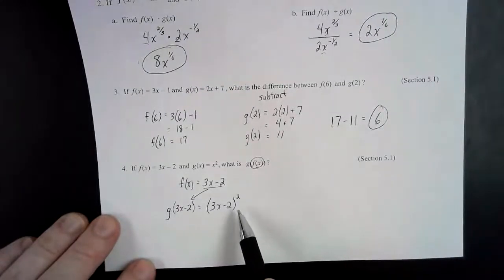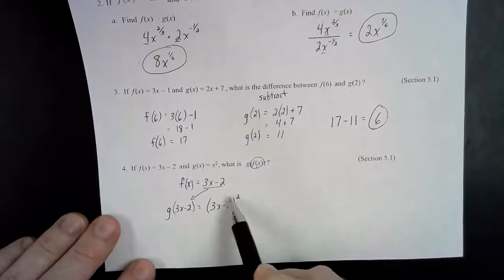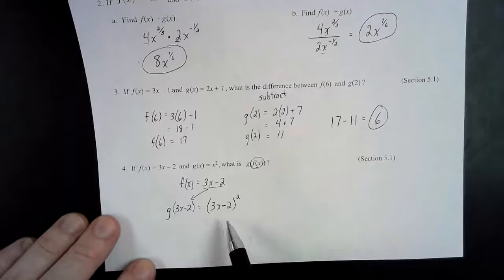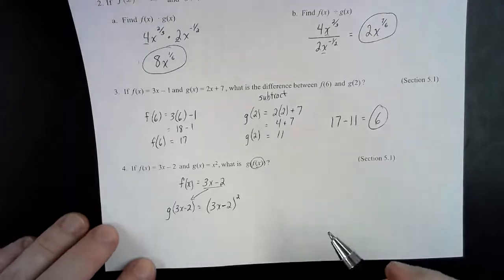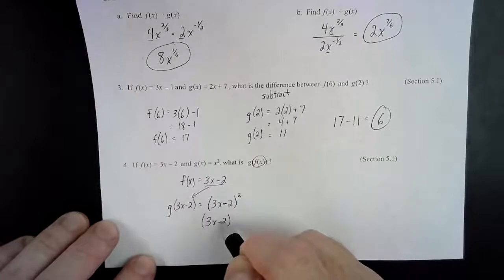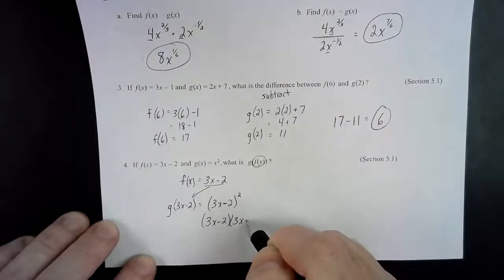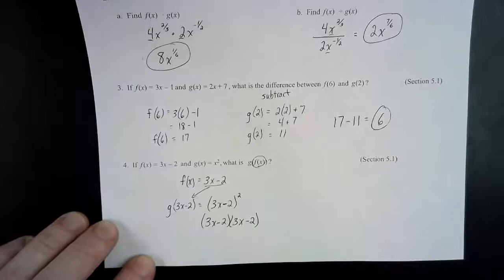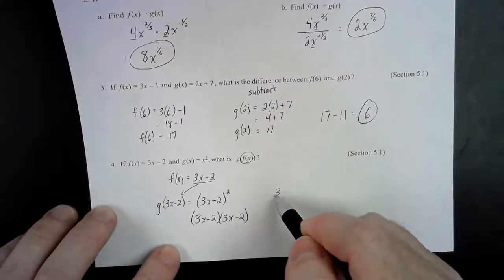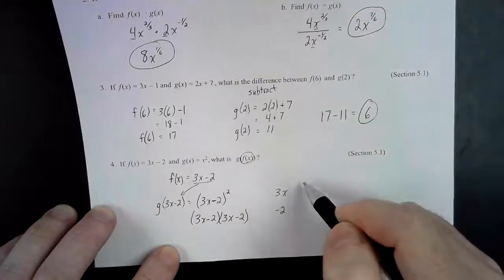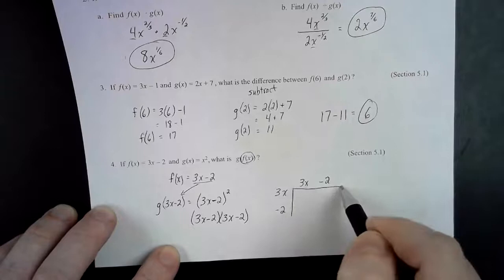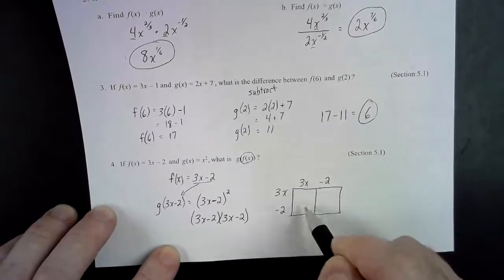Now there's one like this on the test, so I do not want you to distribute that 2 into there. That's a no-no with this operation in the middle. So anything to the second power simply means you multiply it by itself, or you multiply it twice. 3x minus 2 times 3x minus 2. So this might be another box method. 3x minus 2, 3x minus 2. You can use FOIL. I'm just showing the box method.